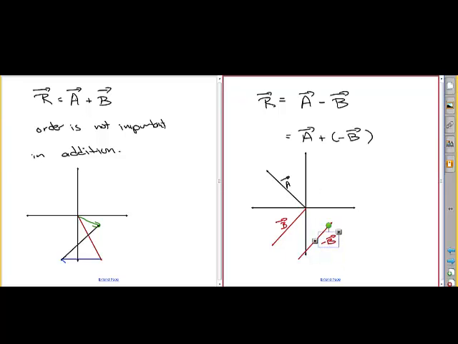So A minus B, let me group those two together. A minus B is A plus the negative of B. And therefore A minus B is this vector. So the blue vector here is vector A minus vector B, which we did as vector A plus the negative of vector B. I think that's pretty much the gist of it.